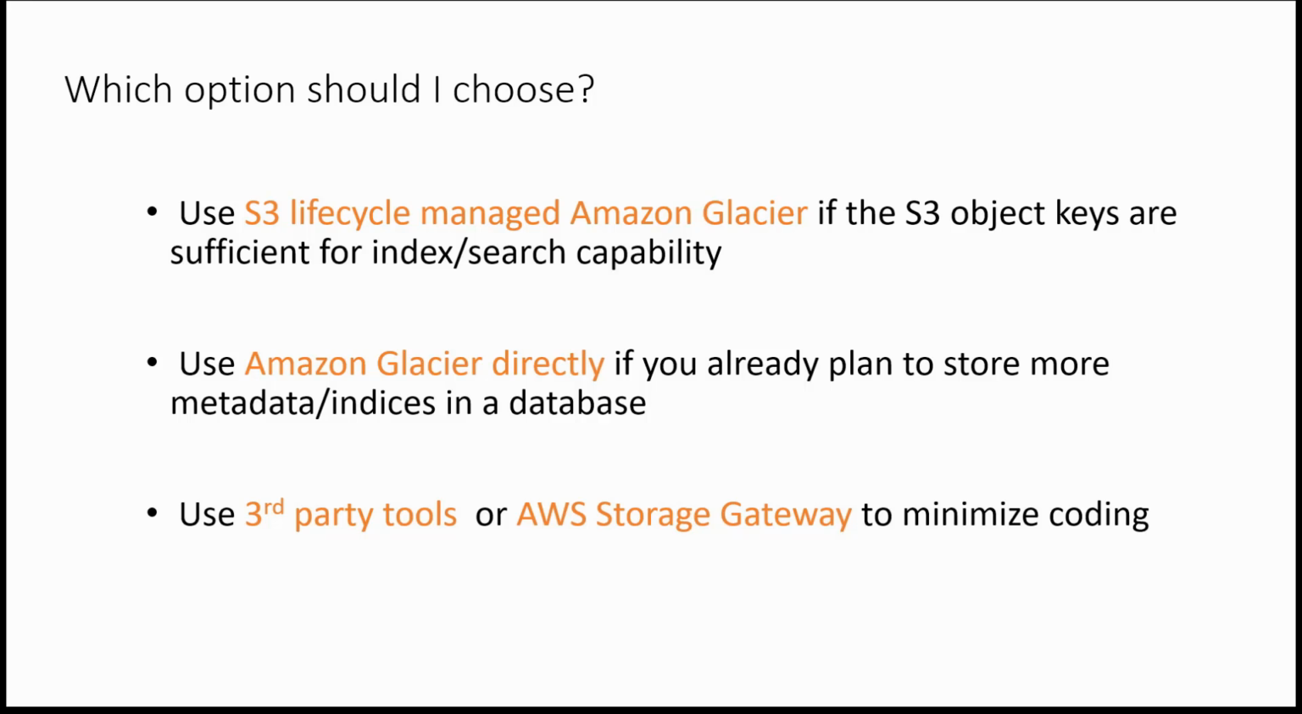So when do you use which solution? Well, use the lifecycle policies and use Glacier if you want to be able to access via S3. It's very easy, and if you have applications that want to use S3 object keys for that capability. If you want to take advantage of some of the Glacier capabilities, or you're managing, say, an external metadata index anyway, then you can use the Amazon Glacier interface directly.